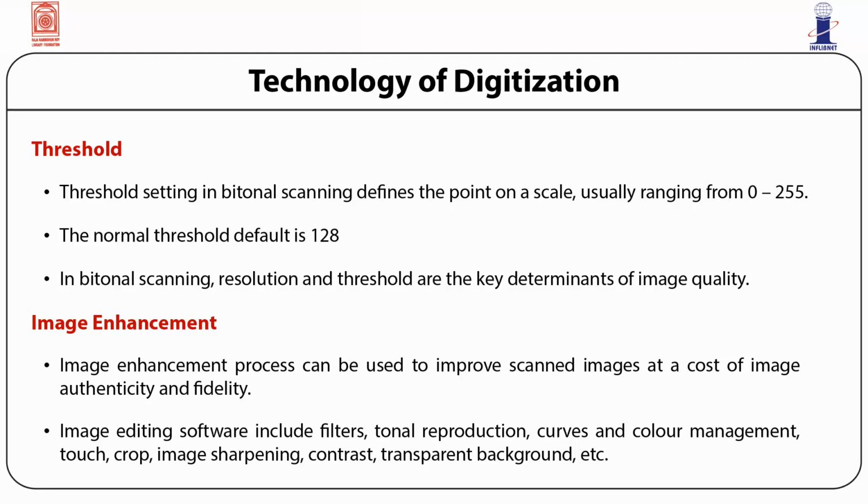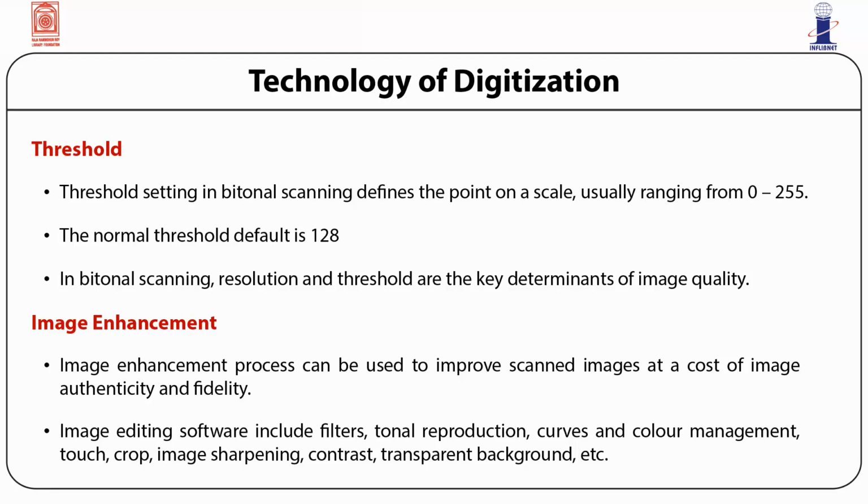Image enhancement: this process can be used to improve scanned images at a cost of image authenticity and fidelity. Any image editing software can be used for this purpose. There are a lot of free open source software tools, like Picasa, which gives editing. We need not buy software like Picasa, which is generally associated with Google, or which has its own editing tool. If image brightness is less or contrast is not as per expectation, the software generally has the ability to auto-correct it. So with many of the software you can auto-correct and get a better image after processing it through the software once it is scanned.